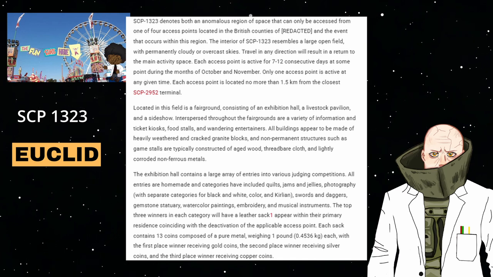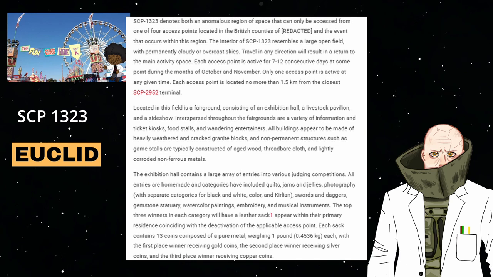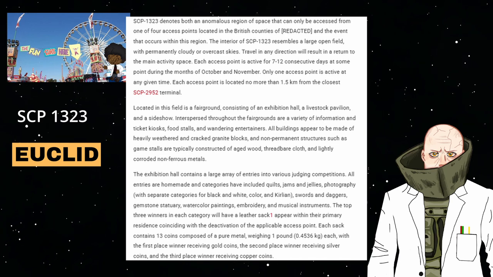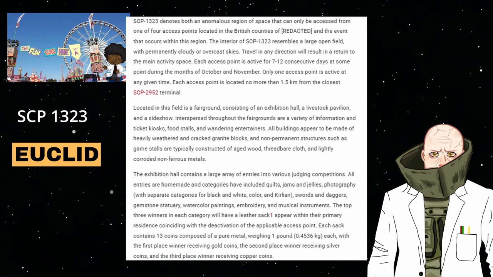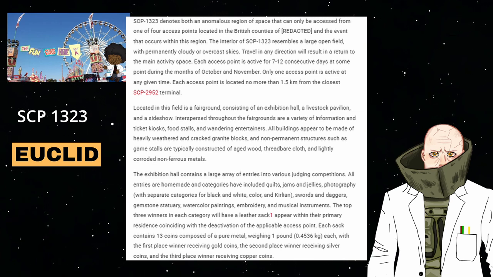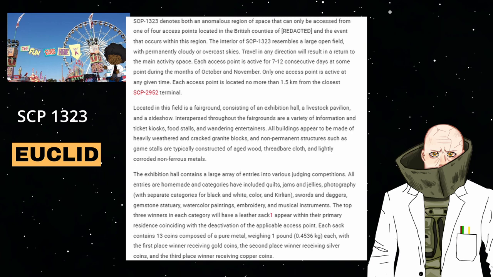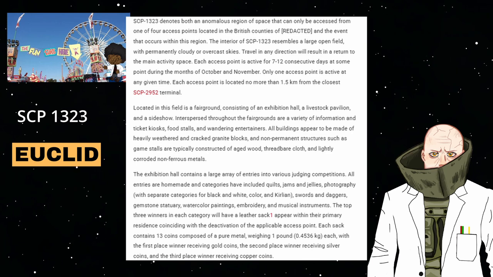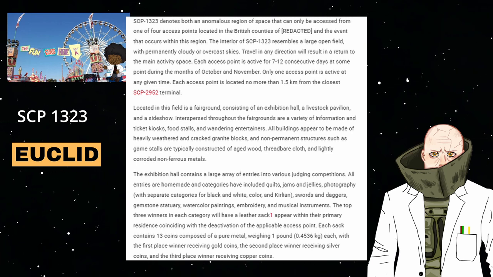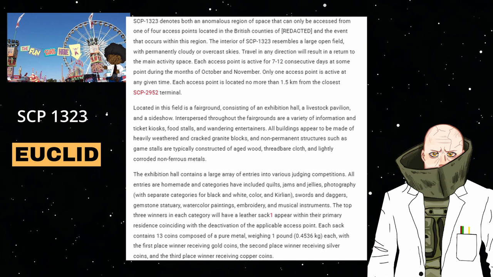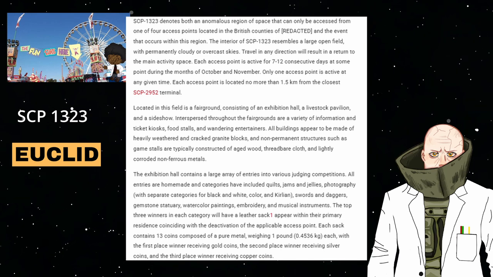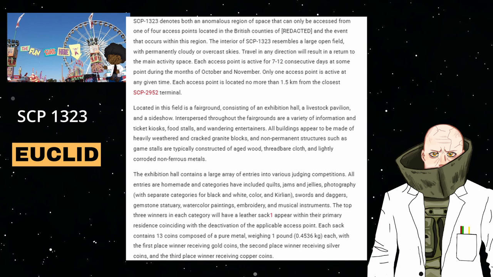The exhibition hall contains a large array of entries into various judging competitions. All entries are homemade, and categories have included quilts, jams and jellies, photography, swords and daggers, gemstone statuary, watercolor paintings, embroidery and musical instruments. The top 3 winners in each category will have a leather sack appear within their primary residence, coinciding with the deactivation of the applicable access point.